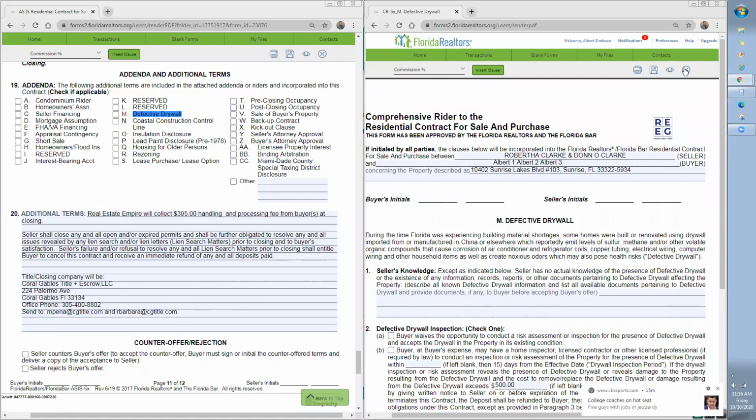Yes, I have a question. Is this addendum mandatory now? It's always been needed. Always been needed if the property was built between 2000 and 2006. Okay, wow. Because I bought my house, which was built in 2002, and I don't recall this addendum. It may have been in the contract itself.